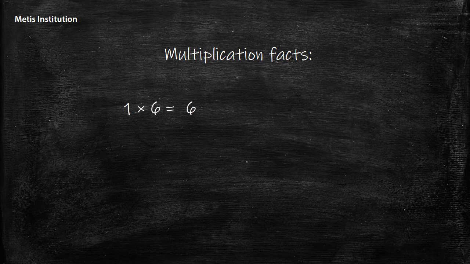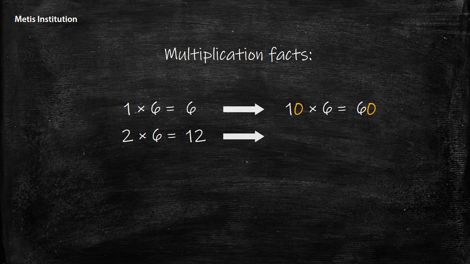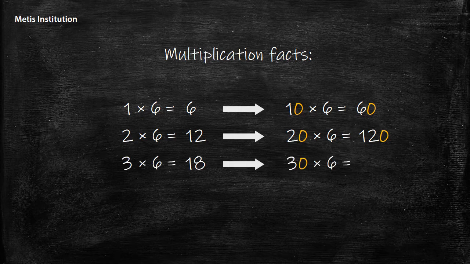1 times 6 equals 6, and that means 10 times 6 equals 60. If the answer for 2 times 6 is 12, that means 20 times 6 equals 120. If we do 3 times 6 equals 18, that means 30 times 6 equals 180. Can you see the pattern now?